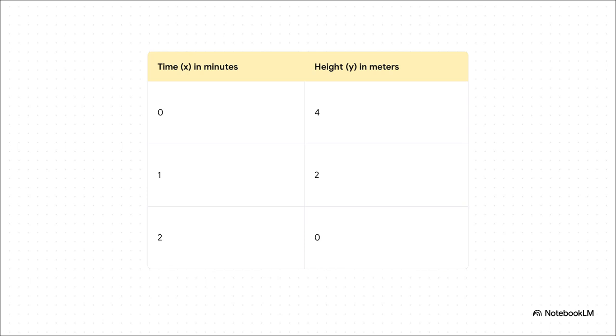The x-axis represents time in minutes, and the y-axis is height in meters. At 0 minutes, the height is 4 meters. That's the exact moment it's dropped. And we can see that at the first minute, where x equals 1, the distance of the ball from the ground is exactly 2 meters.